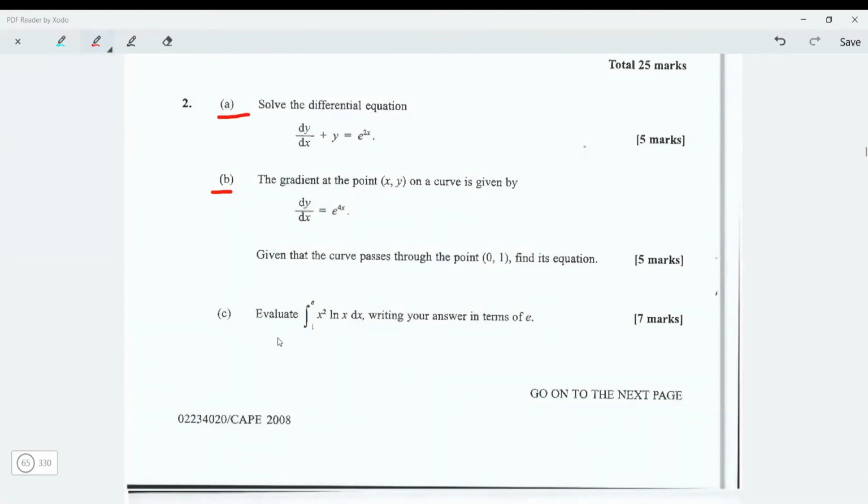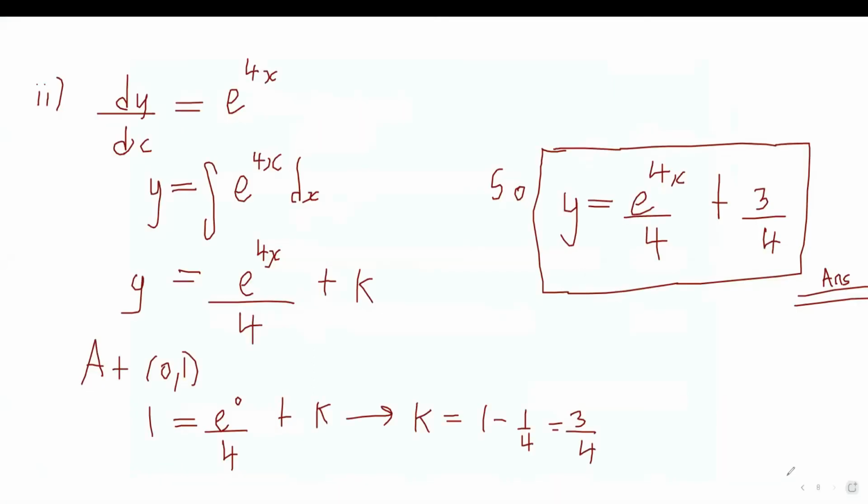The next part says integrate from 1 to e of x squared ln x, writing your answer in terms of e, meaning it is literally saying they want you to give the exact value for your answer. They don't want a decimal answer. They want you to leave your answer exact. So if you use a calculator, they're going to know. The calculator is going to be used to help you verify that your answer is right.